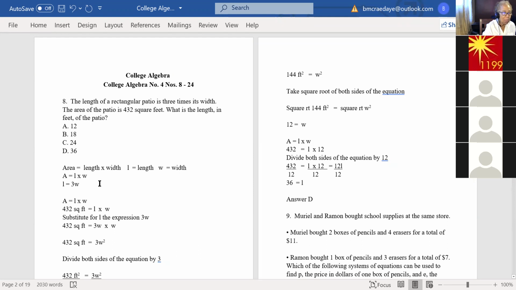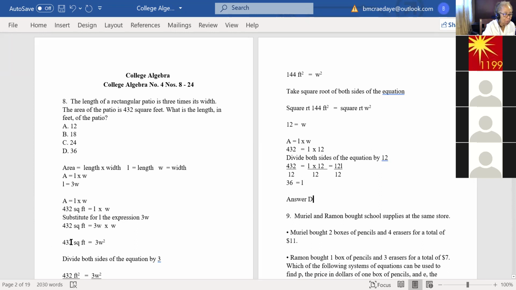So knowing that, and knowing what area is equal to, instead of using the L, you can put 3W. That way you only have one unknown, and that's the width. So 3W times W is 3W to the second power, because remember, when you multiply, you add the powers. W to the 1 times W to the 1, and 1 plus 1 is 2. So 3W times W is 3W squared.